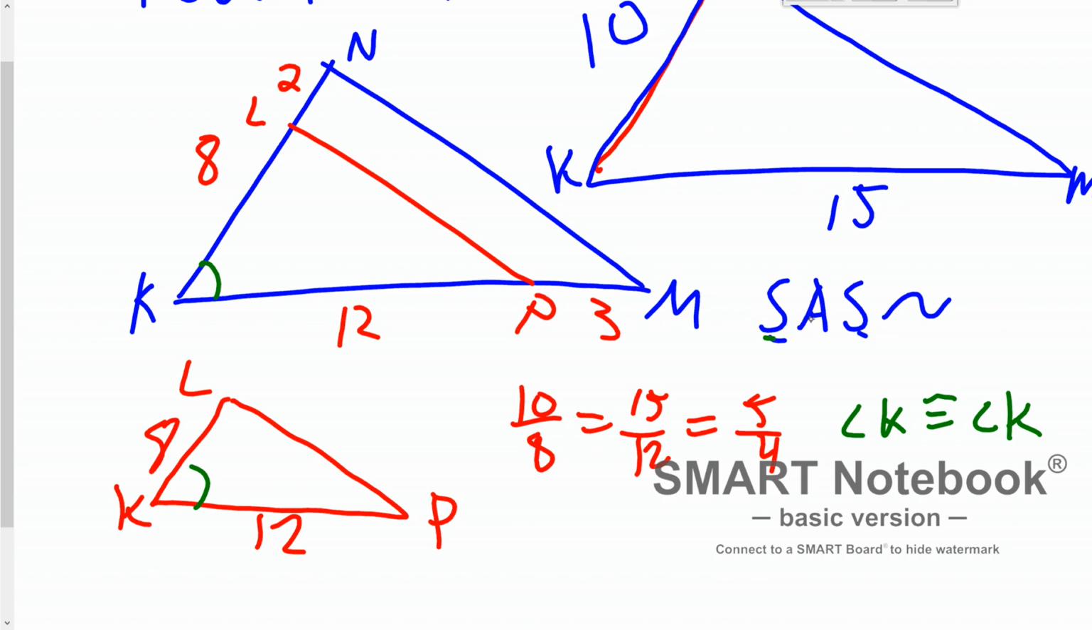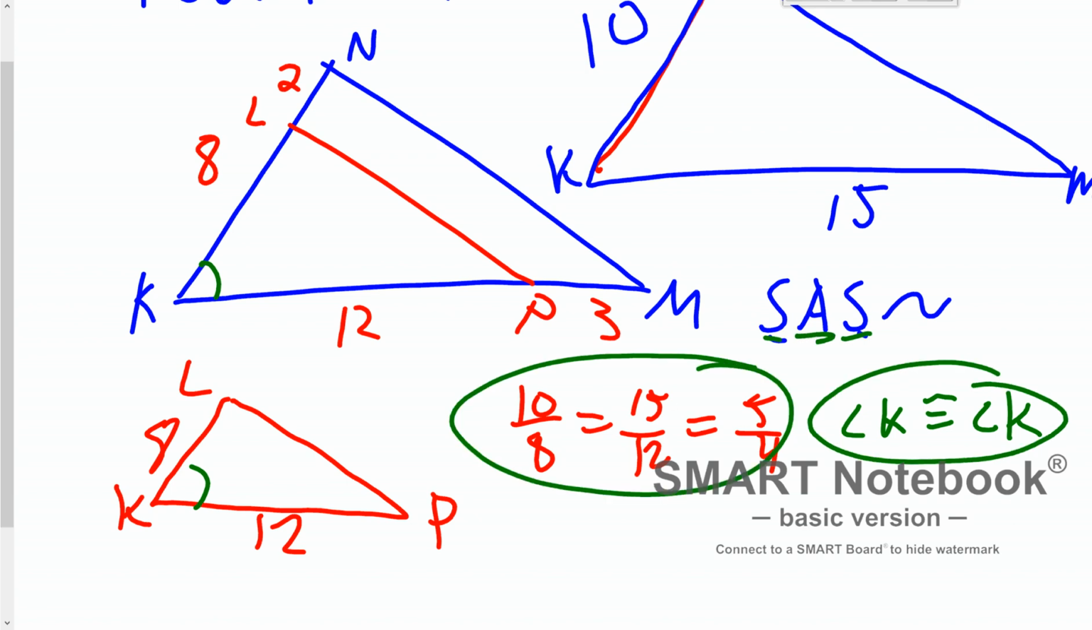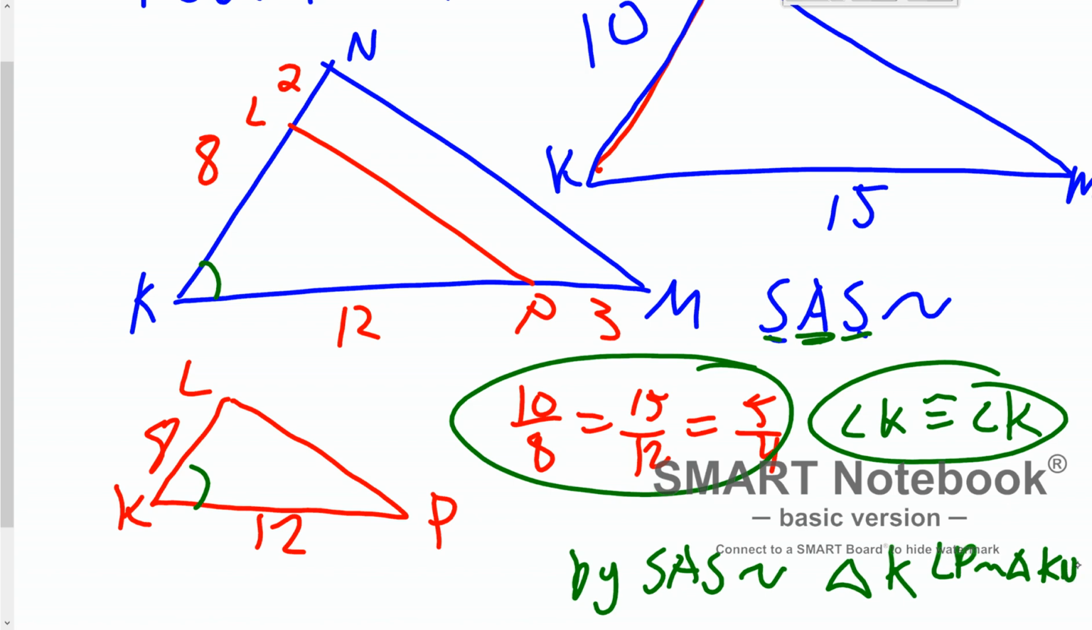So therefore, I have my 2 sides right here. I have my two angles that are congruent. So then by side, angle, side similarity, these two triangles, KLP is similar to triangle KNM. Okay, and that's how you do that.